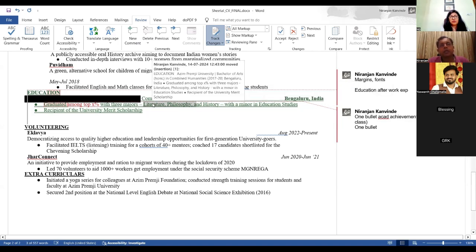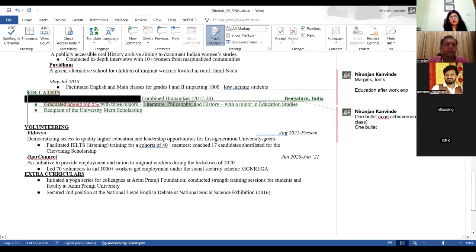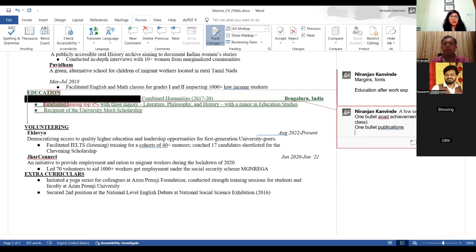Because you're working in education studies, languages or literature or something, don't give too many details. What you have now is just fine. So with three majors and a minor, that is okay, as long as you fit inside one line. Then another bullet would be one bullet on publications. And then a third bullet would be related to any other extracurricular that you did. So you're president of XYZ club or entrepreneurship cell or whatever it is.